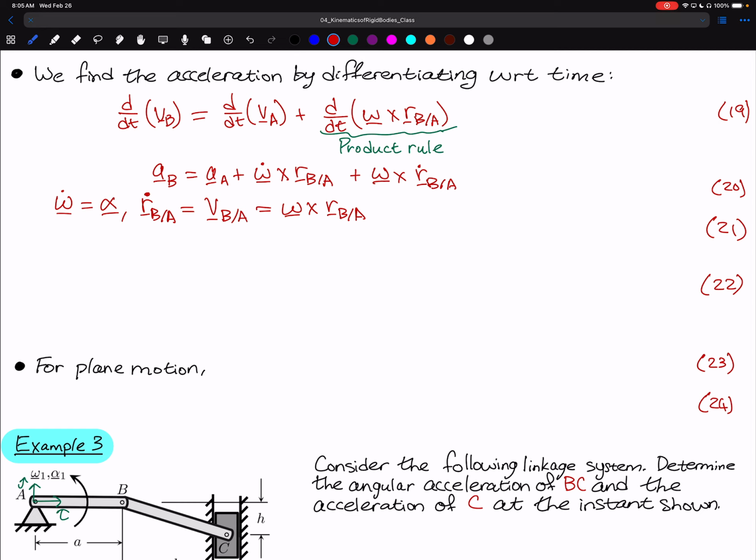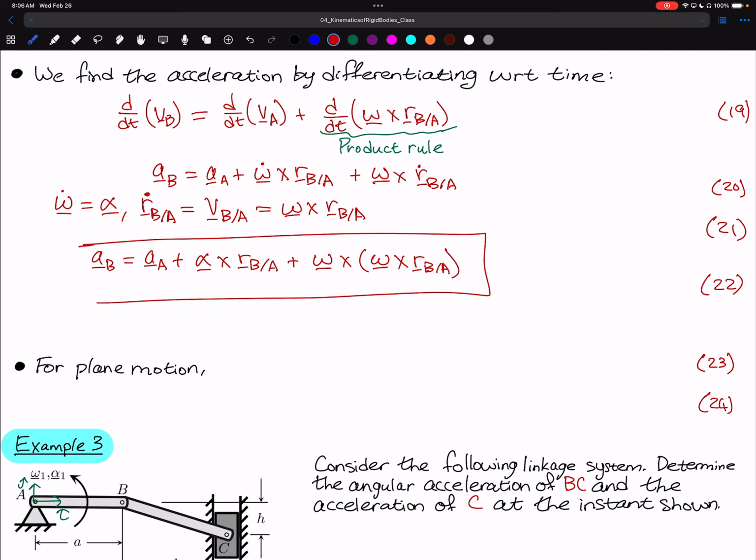And then we can substitute these in, and we will find that the acceleration at point B is equal to the acceleration at point A plus alpha crossed with r_B/A plus omega crossed with the quantity omega crossed with r_B/A. And this is our acceleration.